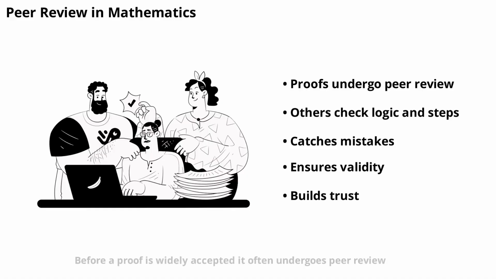Before a proof is widely accepted, it often undergoes peer review. Other mathematicians check the logic, look for errors, and ensure that every step is justified. This process helps catch mistakes and ensures that only valid proofs are published. Peer review is a cornerstone of the mathematical community, maintaining high standards and building trust in the results.